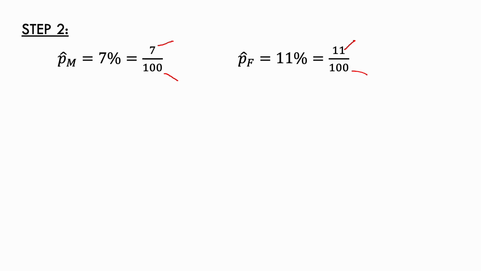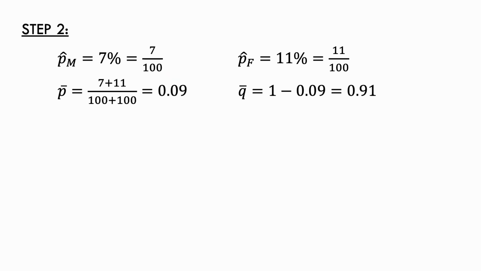Now we proceed to find the p bar and the q bar. P bar now is equal to 7 plus 11 over 100 plus 100, so that is 0.09. And our q bar is 1 minus 0.09, or that is 0.91.